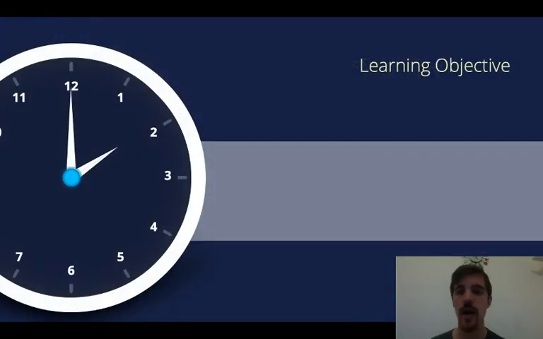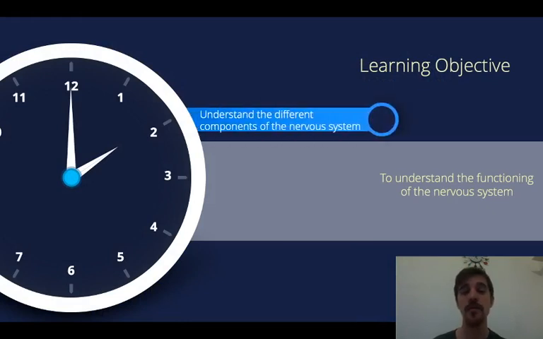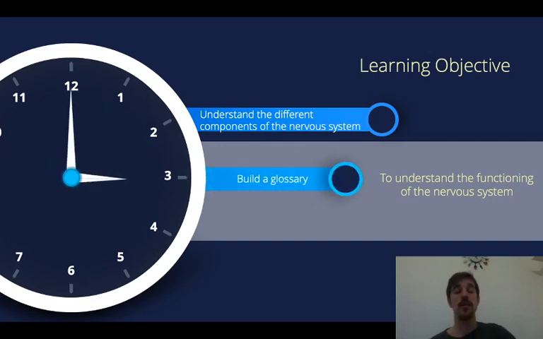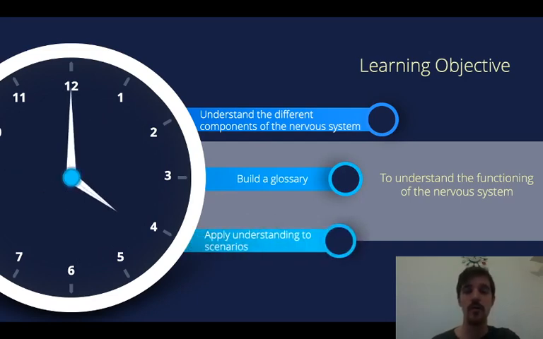Okay, so here's our learning objective for today. We want to understand the functioning of the nervous system. Out of it, you will want to understand the different components. There are many different components that make up the nervous system. I want you to build a glossary. It's really important that you have the key words written down, and then I want you to apply your understanding to some scenarios as well.